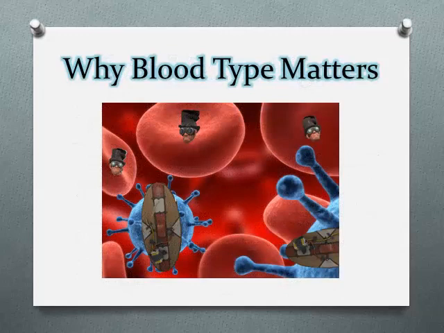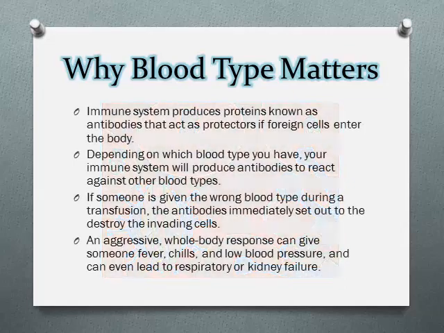So why does blood type matter? It matters because the immune system produces proteins known as antibodies that act as protectors if foreign cells enter the body. Depending on which blood type you have, your immune system will produce antibodies to react against other blood types. If someone is given the wrong type of blood during a transfusion, the antibodies immediately set out to destroy the invading cells. An aggressive whole body response can give someone fever, chills, and low blood pressure, and can even lead to respiratory or kidney failure.